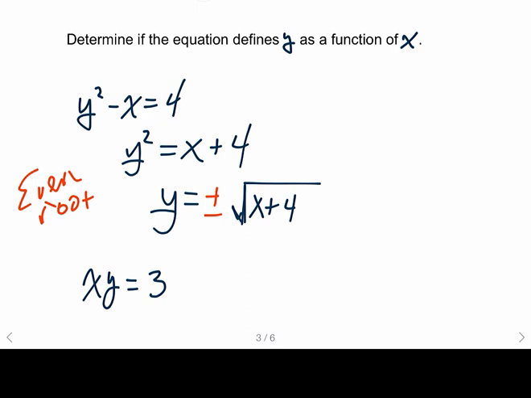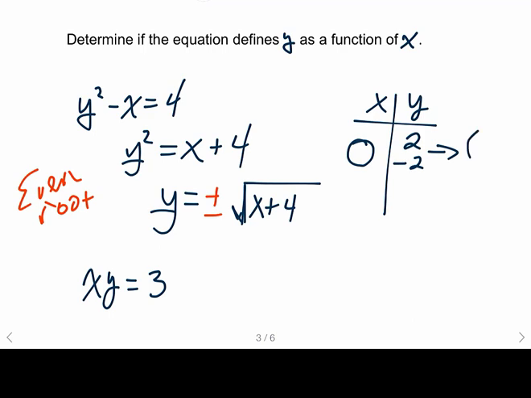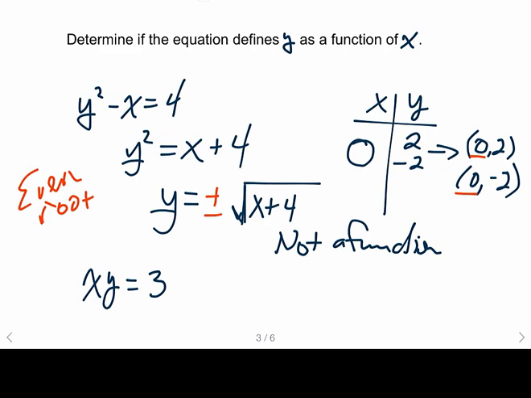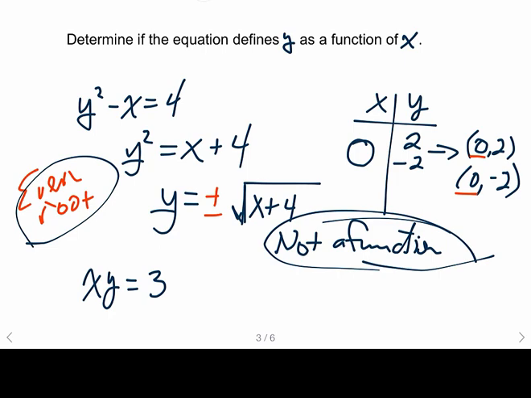And now all of a sudden, if we consider, say, an xy table, and I put 0 in place of x, the answer is the square root of 4, 2, or negative 2. This would actually lead us to ordered pairs (0, 2) or (0, negative 2). And now we see we have a domain element that's repeated. So the answer here is going to be no. This is not a function. And what we saw is that this time we had to take a square root, which was an even root.